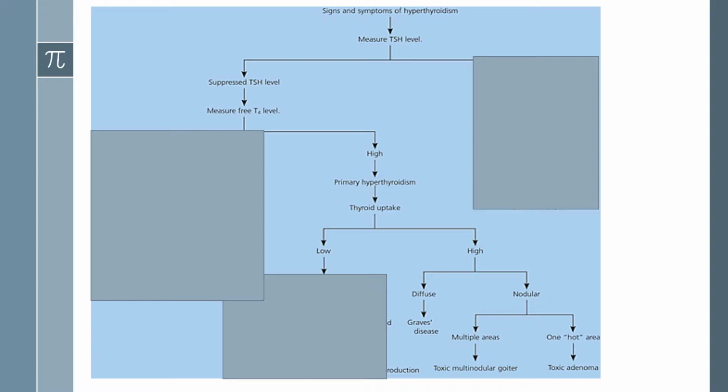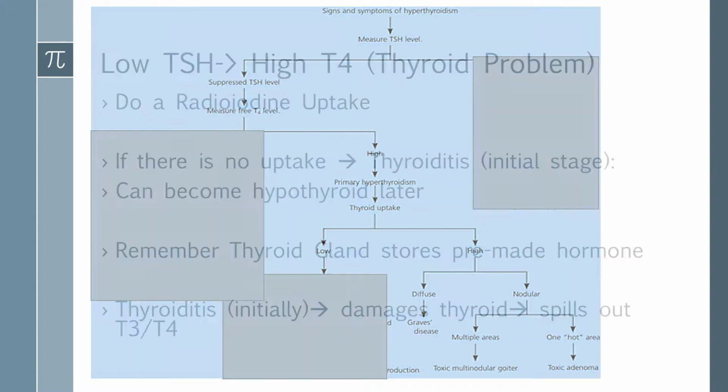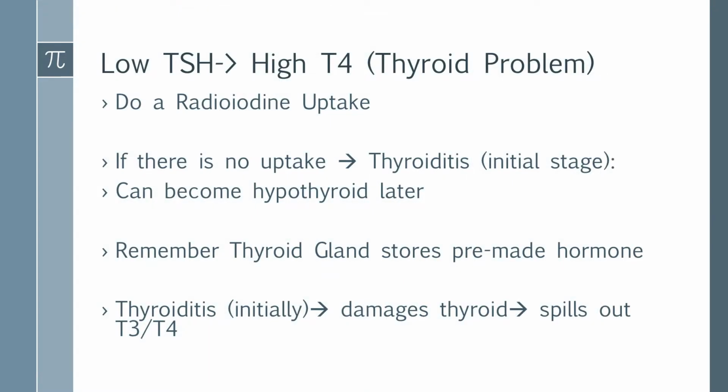So if your thyroid uptake is low, then it's because you have thyroiditis. That's the thing they will ask you about. Remember, you damaged your thyroid. Your thyroid secreted all those T3 and T4 into the bloodstream. You're having symptoms of hyperthyroidism. But your thyroid is not making hormones currently, right? It's because it got damaged.